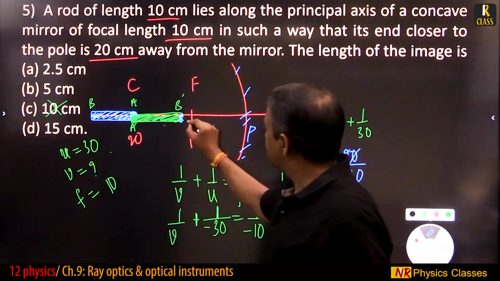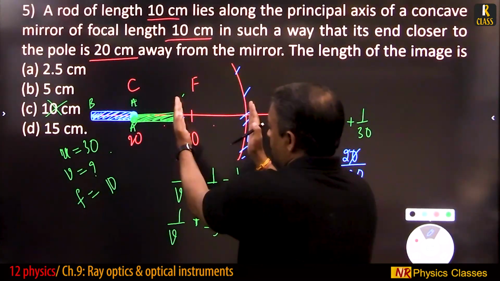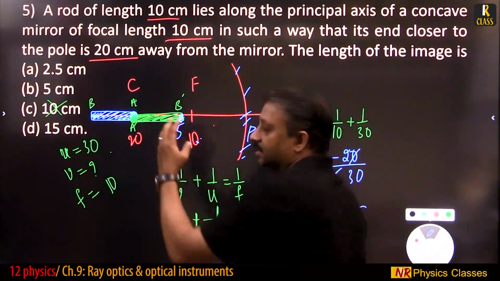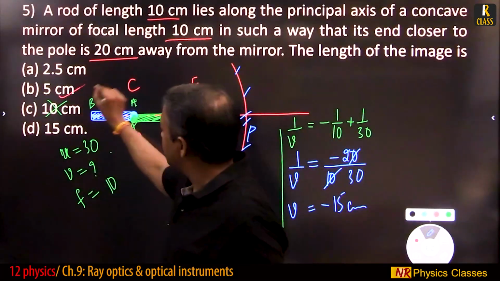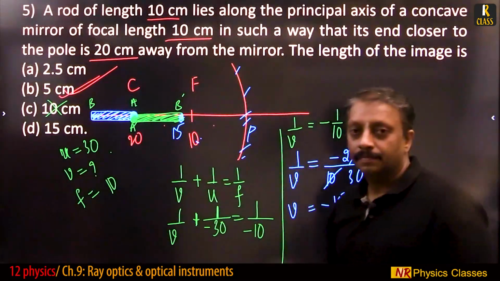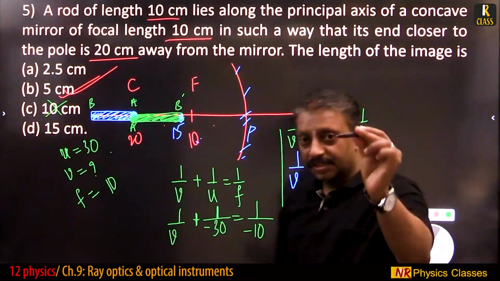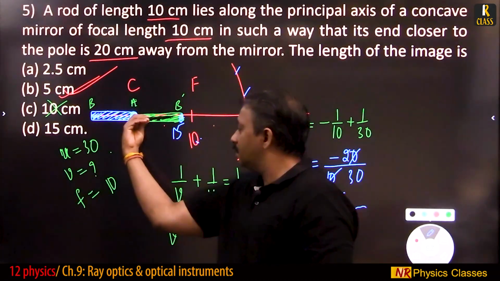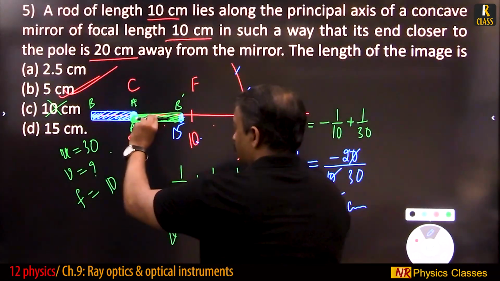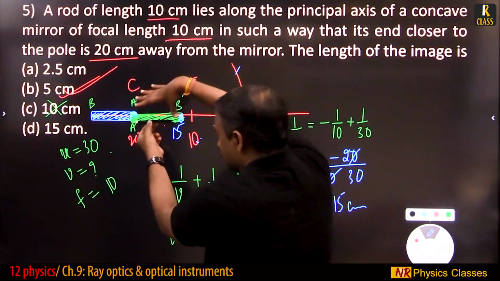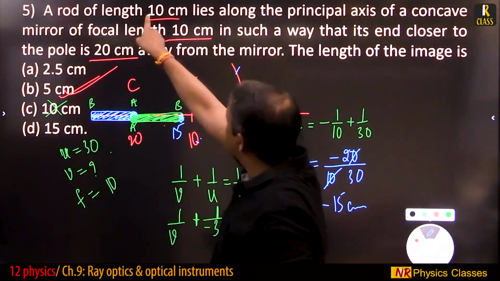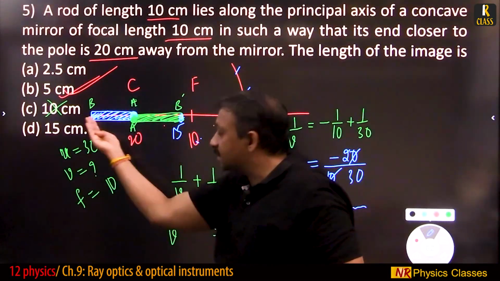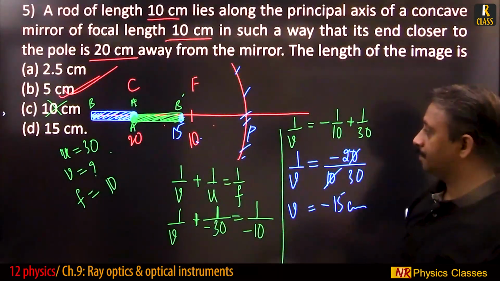So, this distance is 15 centimeter. This is 15. This is 20. So, this length is 5 centimeter. So, if this is the rod, then the image appears to be here. See, the image appears to be here, and the total length of the image is less than the object. Object length is 10 centimeter, image is 5 centimeter. Not this length, this length.